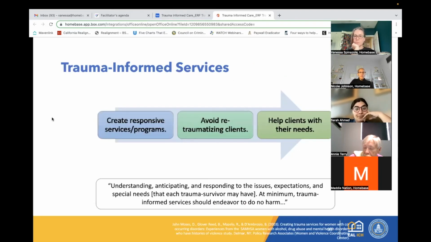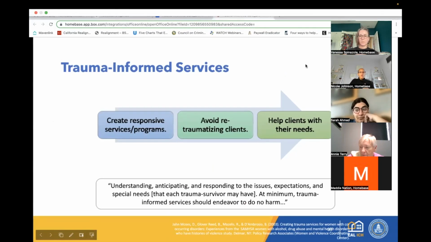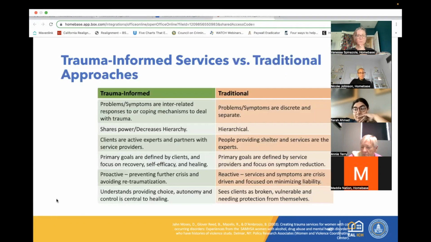All right, so trauma-informed services. Again, we are creating responsive services and programs. We're avoiding re-traumatizing clients, and we're helping clients with that need. It all flows through together. So when we understand, anticipate, and respond to the issues, expectations, and special needs of each and every person, at a minimum, we're able to break through and we're able to help them in some way, shape, or form. We can go to the next slide, please.